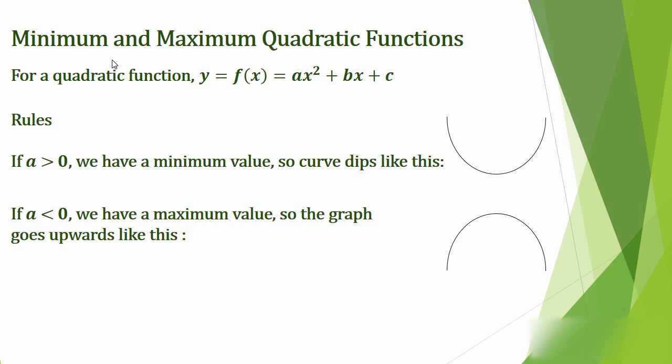Now, the first thing we need to learn is minimum and maximum quadratic functions. For a typical quadratic function, f of x or y equals ax squared plus bx plus c, we have the following rules. If a, that is the coefficient of x squared, is greater than 0, we have a minimum value. So the quadratic function curve will dip like this, or will look like this, right? But if a is less than 0, it means that we have a maximum value.